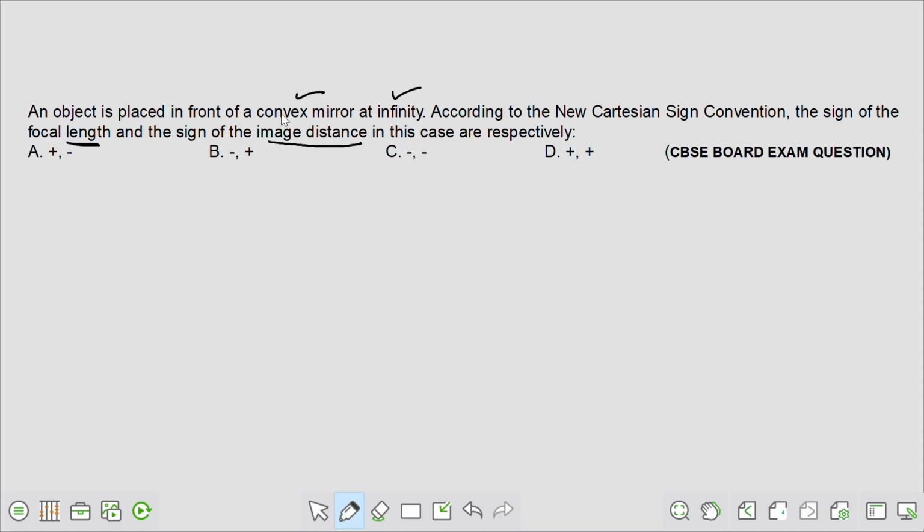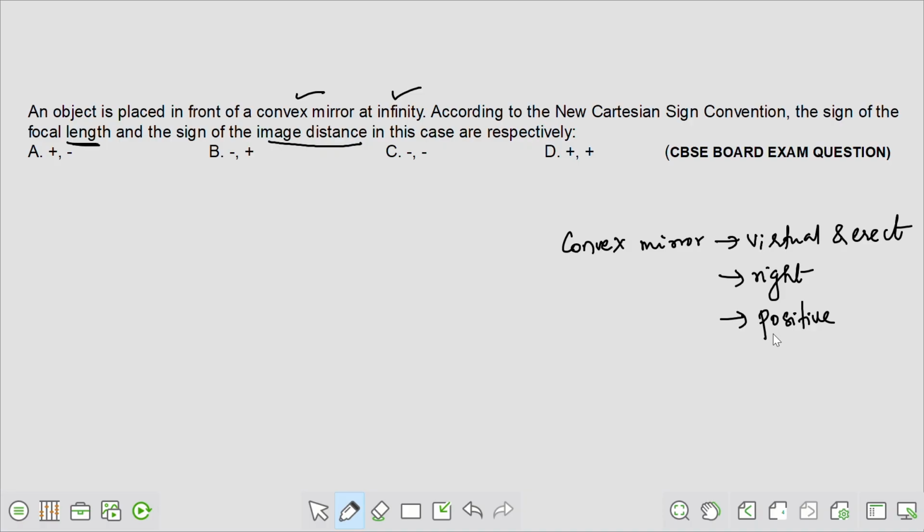We also know that a convex mirror always forms virtual and erect images. On which side of the mirror do we get virtual and erect images? Yes, on the right side. So for a convex mirror, everything forms on the right side of the mirror. If it is formed on the right side of the mirror, what will be the sign? Positive. So what is the right option in this case? Yes, focal length is positive and image distance is also positive.